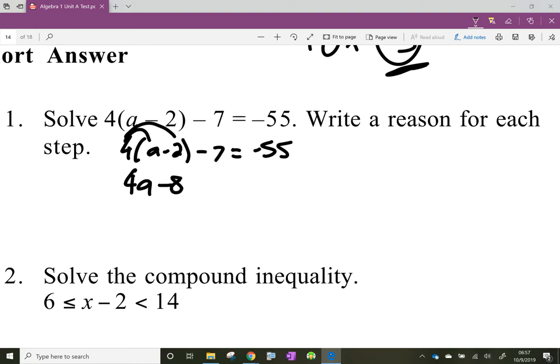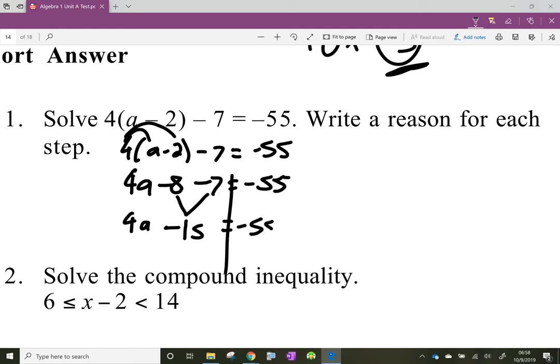Now everything else I'm just going to bring down. So negative 7 equals negative 55. All that stuff staying the same. All I've done was simplify the parentheses into 4A minus 8. Now I notice that here I have negative 8 and negative 7, minus 8 and minus 7. There are 2 terms that I can go ahead and put together because I know what negative 8 minus 7 is. Or I can use a calculator, but I know they belong together because they're both just plain numbers. So when I bring them together, negative 8 minus 7 makes negative 15. So I'm going to bring everything else down. I still have 4A, and I still have equals negative 55.